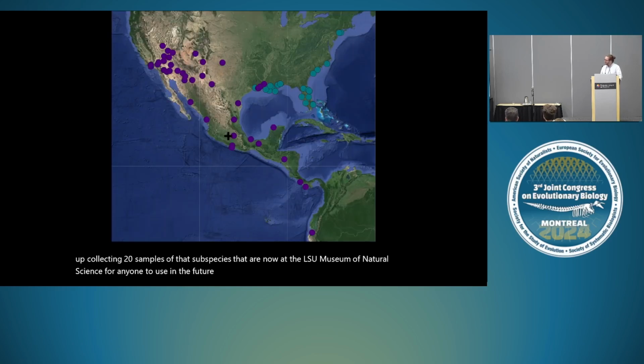So this was our sampling across the complex from New York south to Peru of the two species, and you can see that extinct slender-billed grackle near Mexico City.